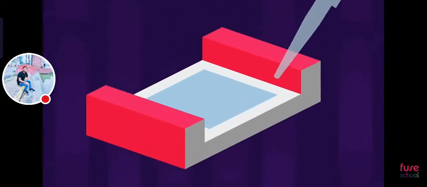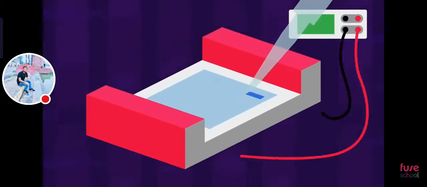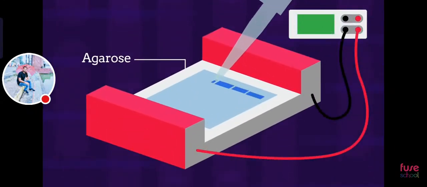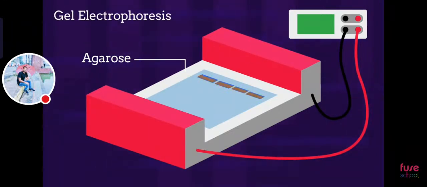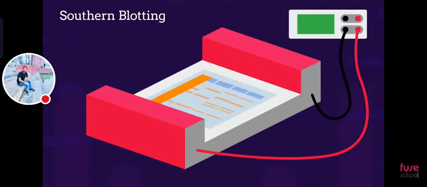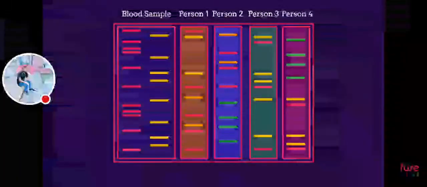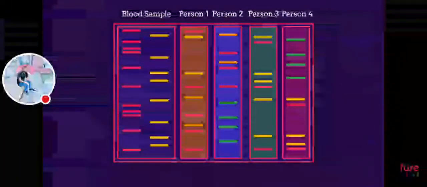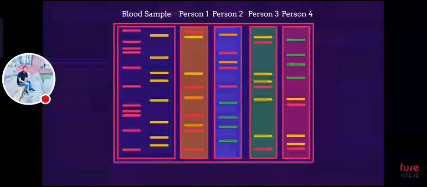The DNA samples are then put into wells in a special gel called agarose for the process of gel electrophoresis, which separates the DNA fragments by size. The pattern is then transferred to a nylon sheet in southern blotting. And finally, the lines produced by the DNA sample are compared.